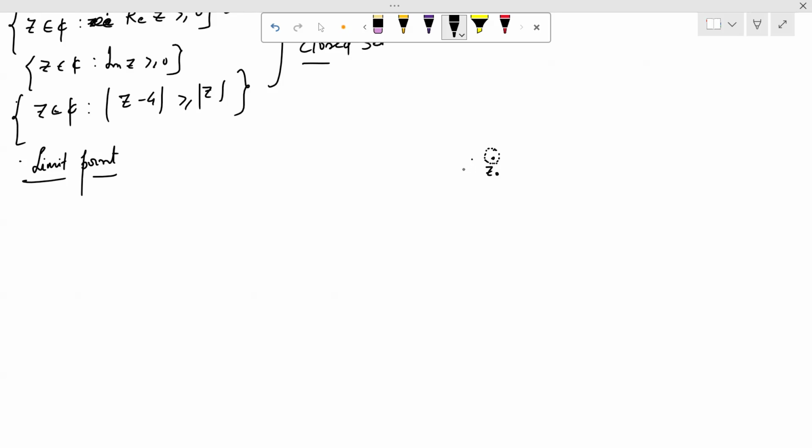Is that fine? Yes, sir. And this is true for every neighborhood, meaning every neighborhood of z naught. I'm writing, let me write it first, otherwise you'll get confused. A point z naught is called the limit point.